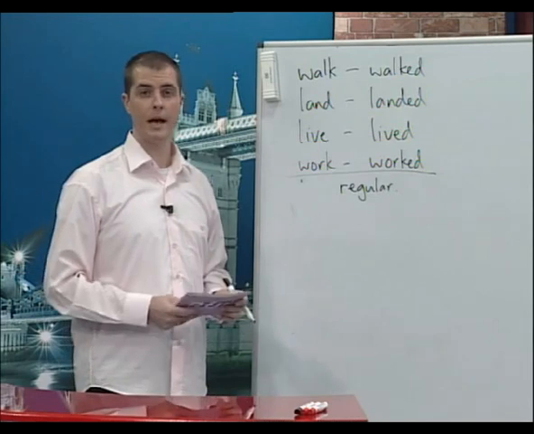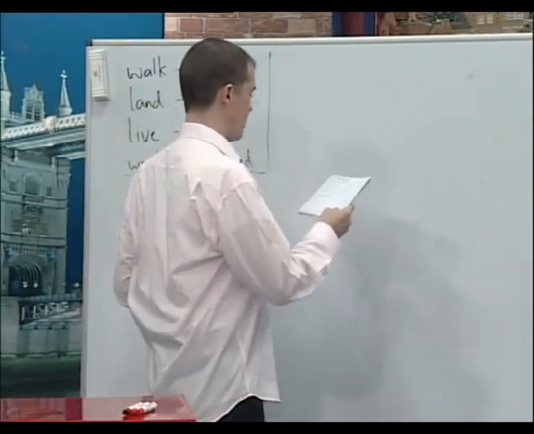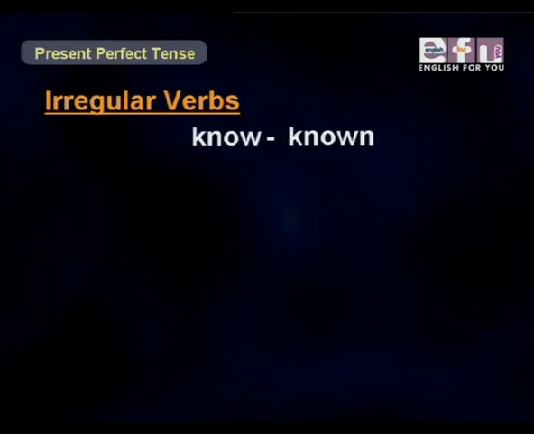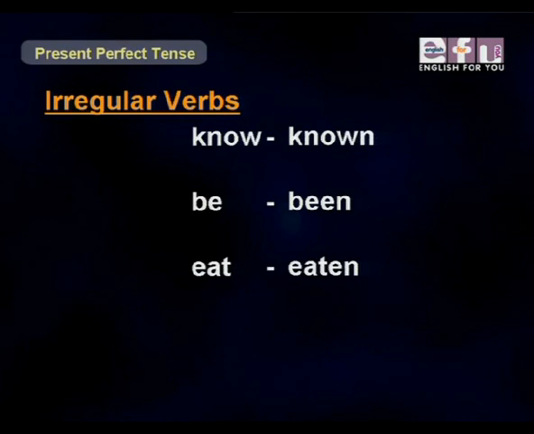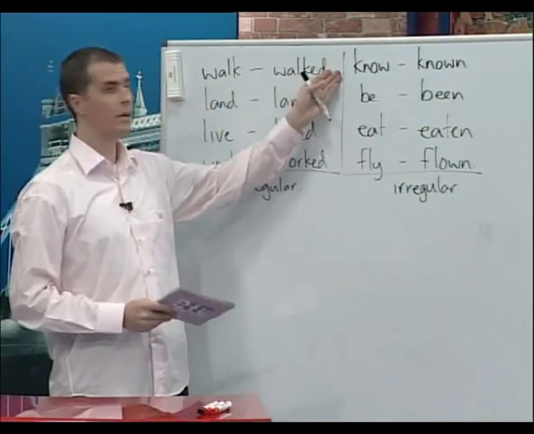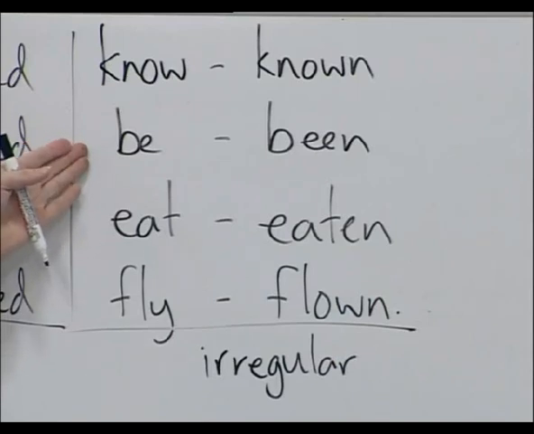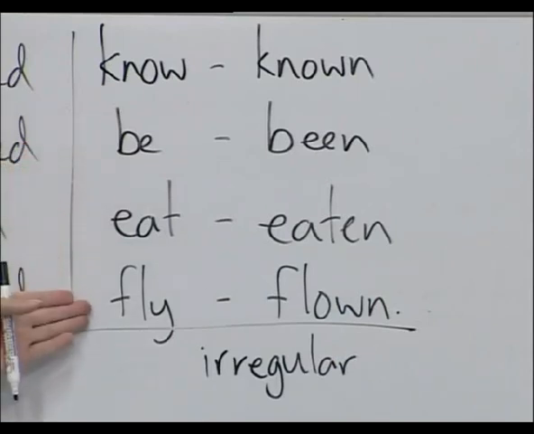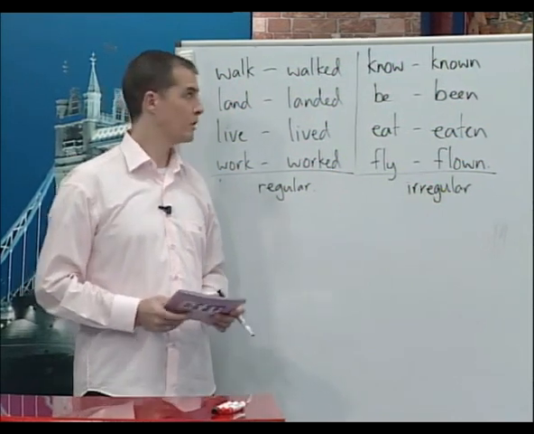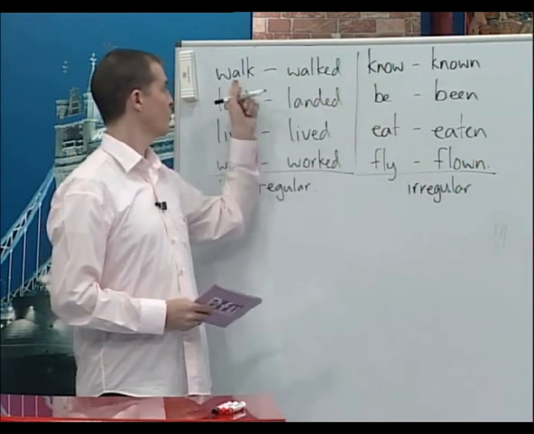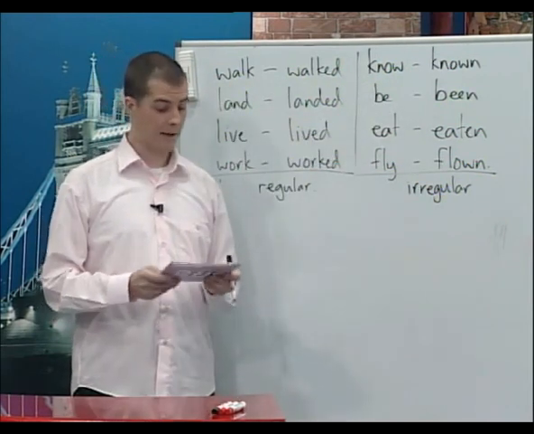However, some verbs have irregular past participles. Let's look at them. We have, for example, know, known, be, been, eat, eaten, and fly, flown. These are irregular. You just have to remember these ones. There's no rule. You have to learn the verb and think, is it a regular verb or an irregular verb, and learn the past participles.